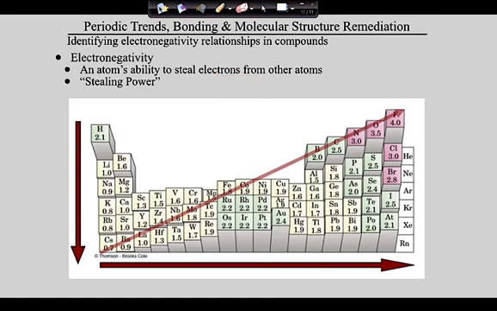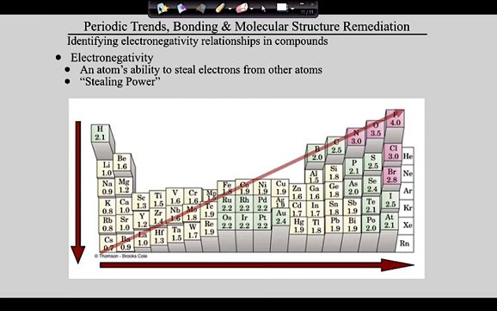So we're halfway done then with the things that we need to remediate. The remaining two actually have to do with molecules. In the last unit, you learned to draw the Lewis dot structures for molecules. Then initially you learned to count shared and lone pairs.